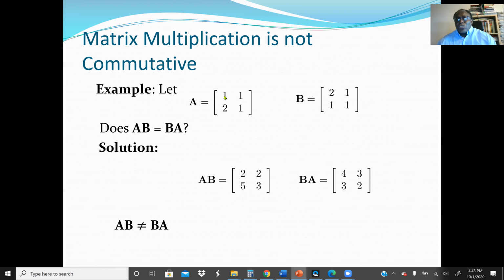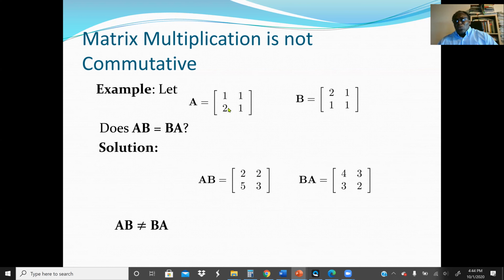I take the first row of matrix A and multiply it with the first column of matrix B, and that will give me the first element of the solution. So 1 times 2 is 2, plus 1 times 1 is 1, 2 plus 1 is 3. And this is supposed to be 3. Then we take the same first row again, this time the second column. 1 times 1 is 1, and another 1 times 1 is 1. Again, 1 plus 1 is 2, so we have 2 here.